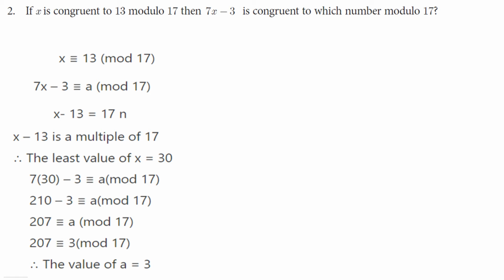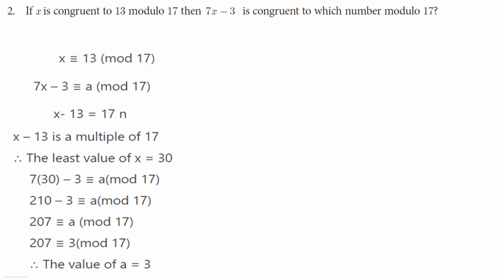That is the rule. So x minus 13 equal to 17n for some integer n. So x minus 13 is a multiple of 17 only. So the least value of x is what? If you subtract the number, you will get a multiple of 17. So the least value of x is 30, since 30 minus 13 equal to 17. So the least value of x equal to 30.